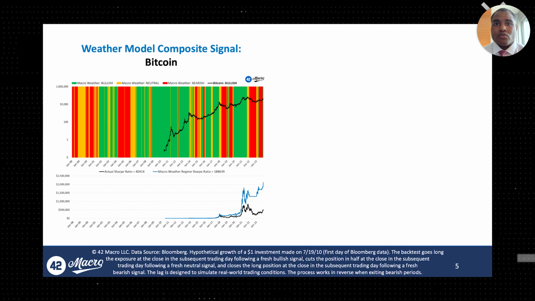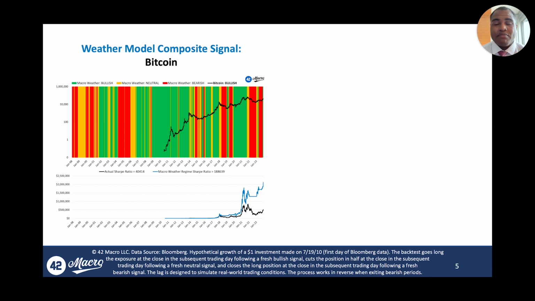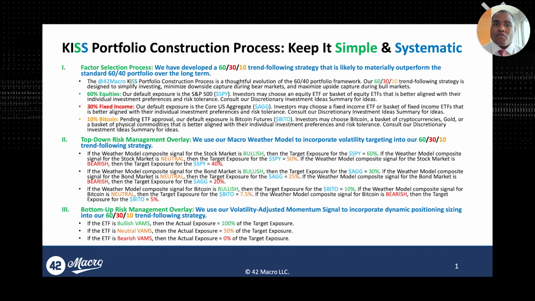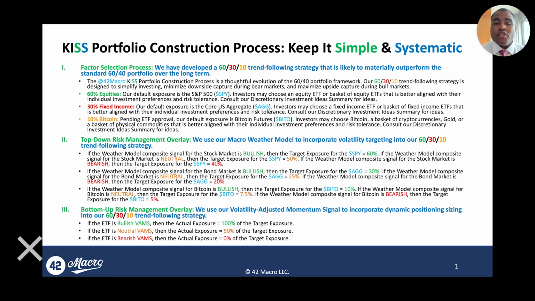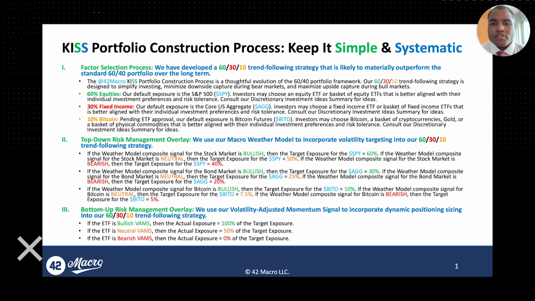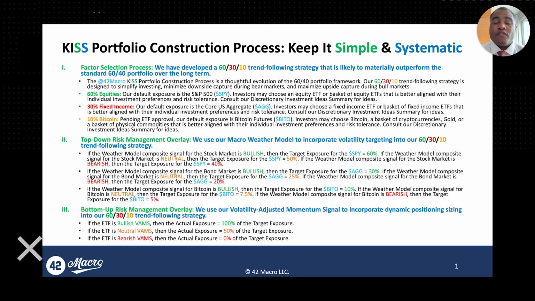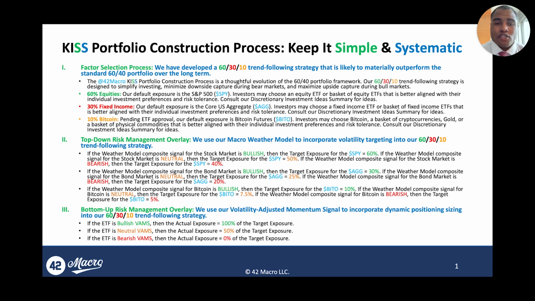Going back to our KISS portfolio construction process, we implement these weather model signals via the top-down risk management overlay. If you throw that first chart back up on the screen, where we show that if the weather model signal for the stock market is bullish, the target exposure for the SPY is 60%. If the signal for the stock market is neutral, the target exposure for the SPY is 50%. If the signal for the stock market is bearish, the target exposure for the SPY in this 60-30-10 KISS portfolio construction process is only 40%.